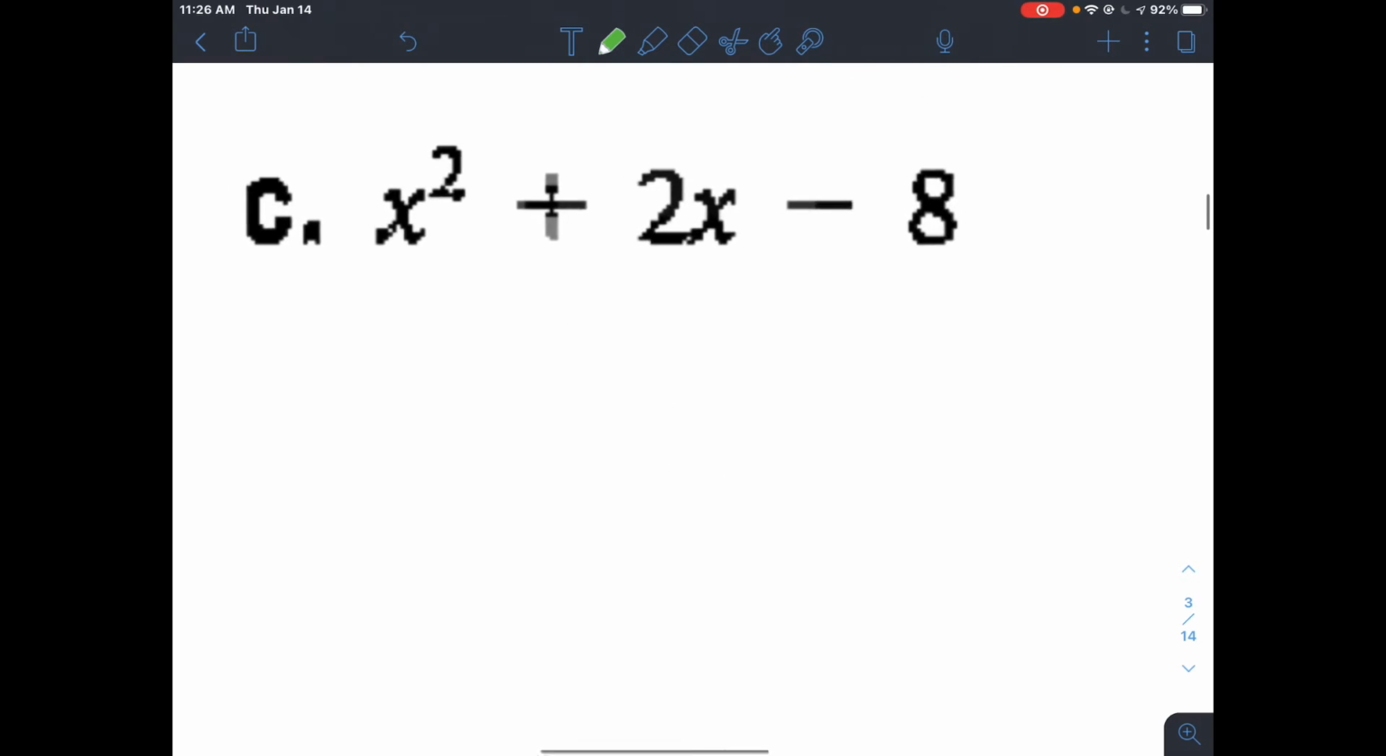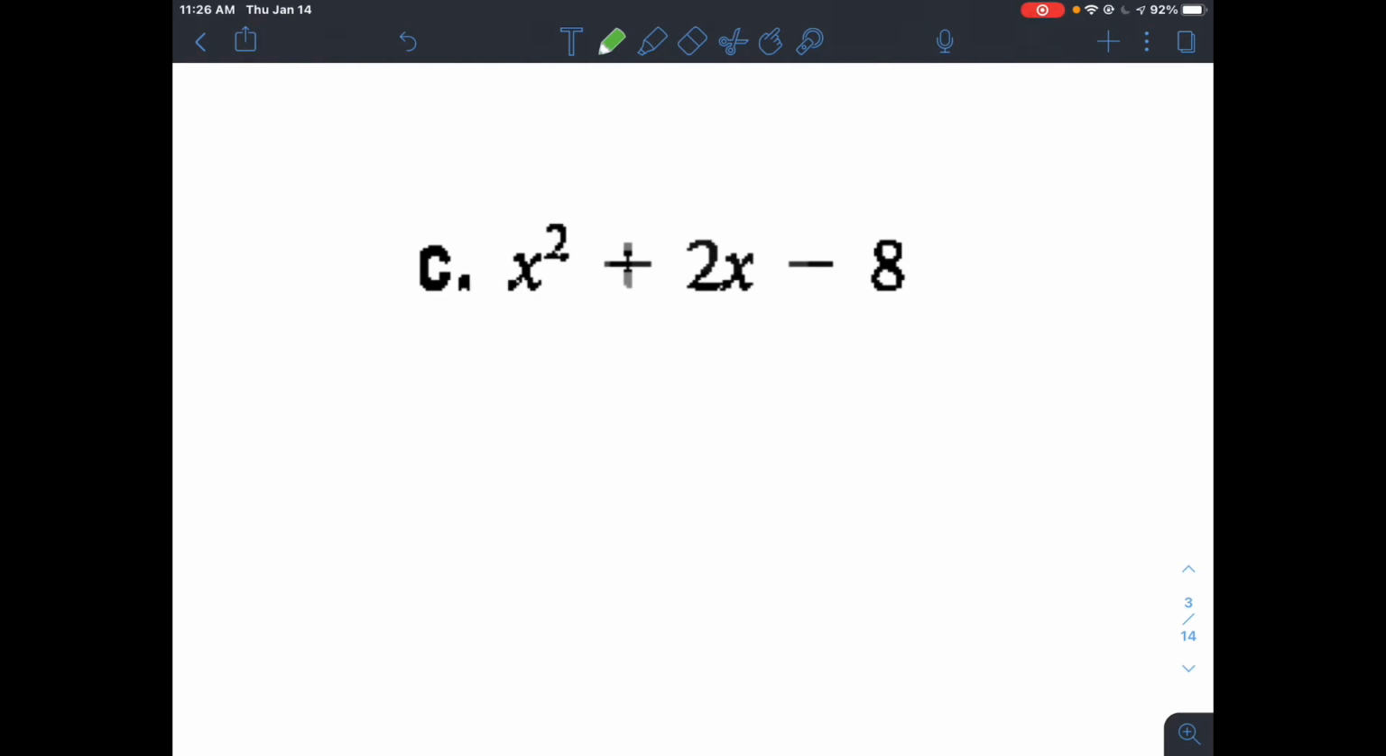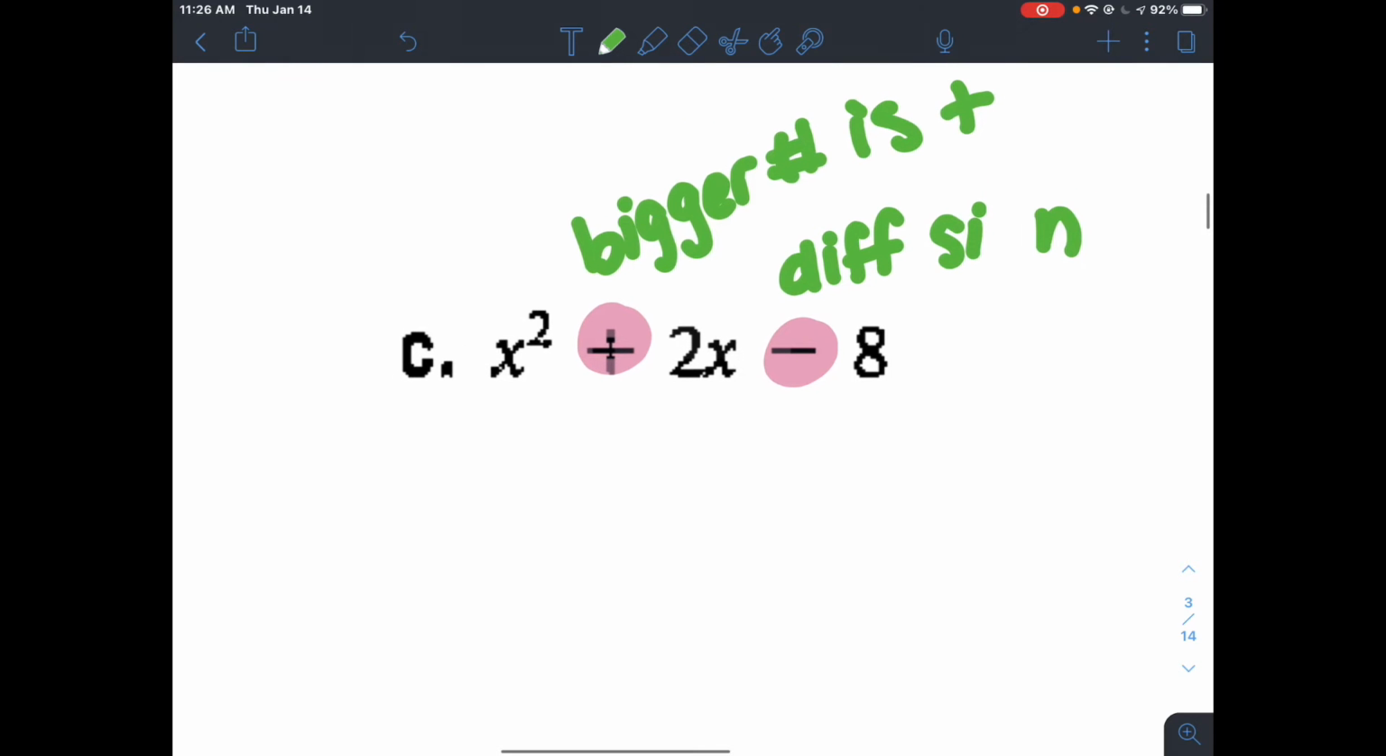Okay, next one. These ones are a little bit harder because now my second sign is negative. So that means it's going to be different signs. Okay, how are they going to be different? Well, one's going to be positive, one's going to be negative. How do you know which one is going to be which? Well, this first sign is positive, so the bigger number is going to be positive.